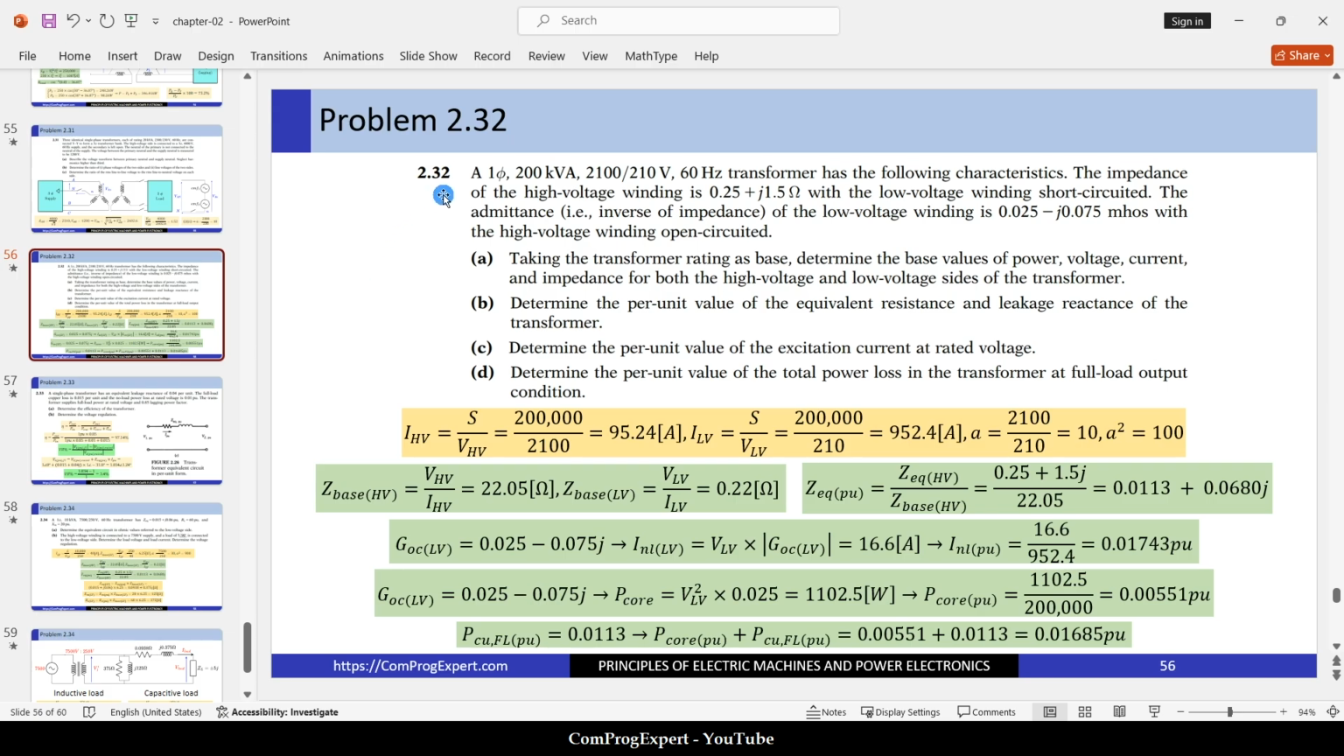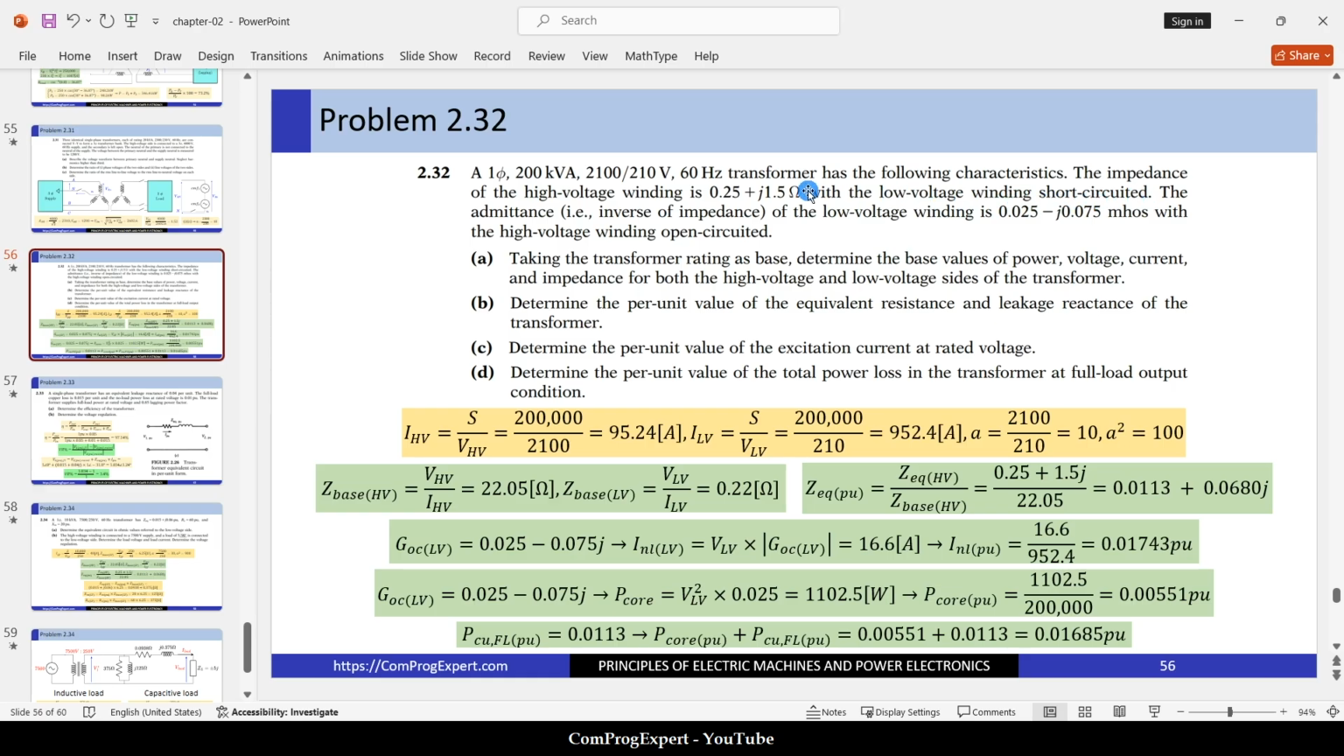Problem 32. A single phase 200 kVA, 2100 to 210 volts, 60 Hz transformer has the following characteristics. The impedance of the high voltage winding is 0.25 plus j1.5 with the low voltage winding short circuited.